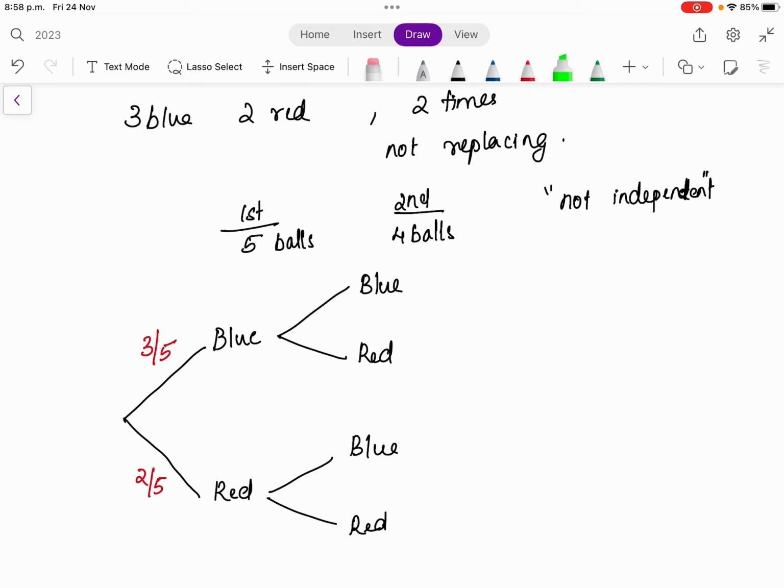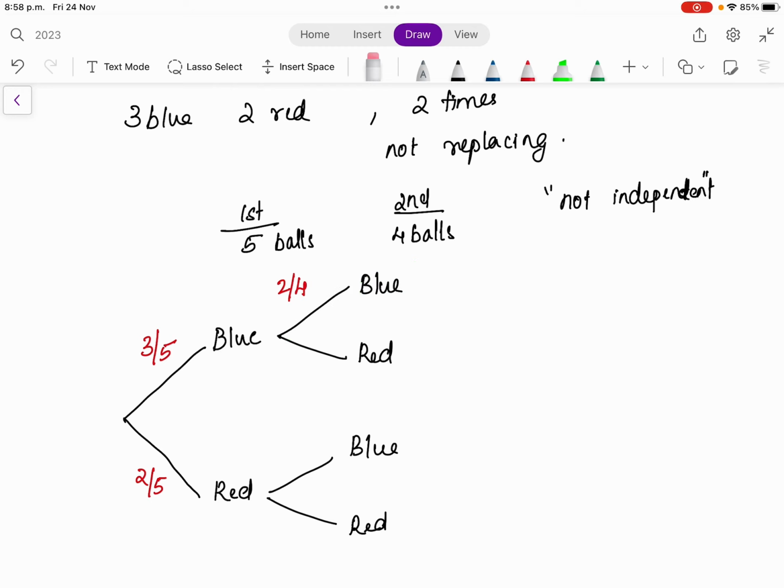So let us take this branch. Now here you have already drawn a blue ball, but you haven't replaced it. So how many blue balls are remaining? You have only 2 blue balls. And what is the total number of balls? It is 4. So the probability is 2 over 4.